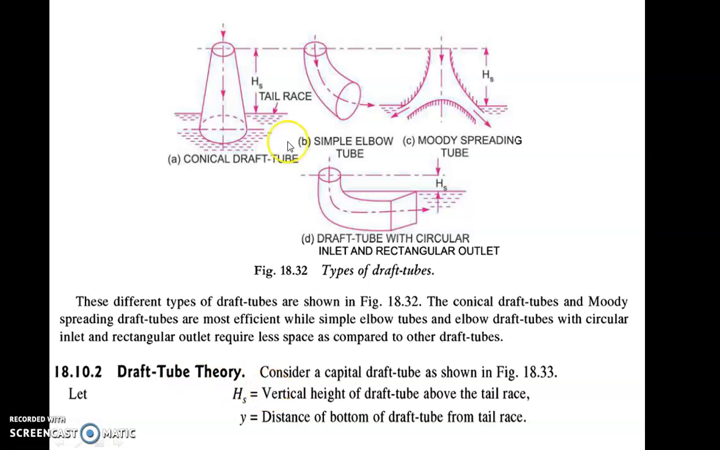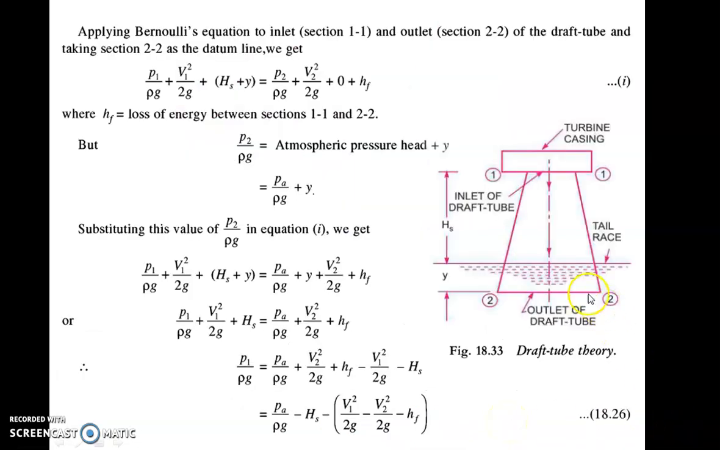Now let us see. This is Hs. Hs is nothing but the vertical height of the draft tube above the tail race level. The draft tube is slightly inserted inside the tail race. The distance of this is called y. Y is the distance of the bottom of the draft tube from the tail race surface. So the draft tube is slightly kept inside the water.